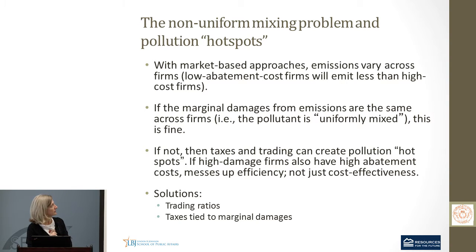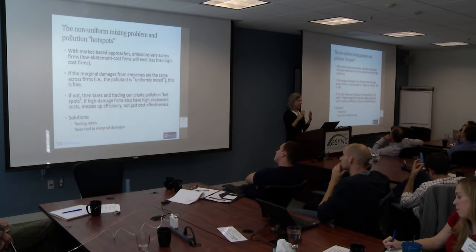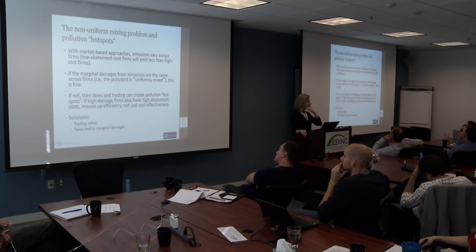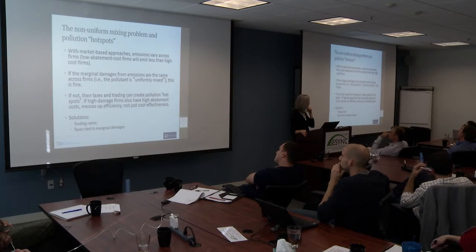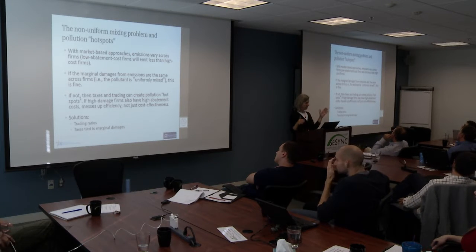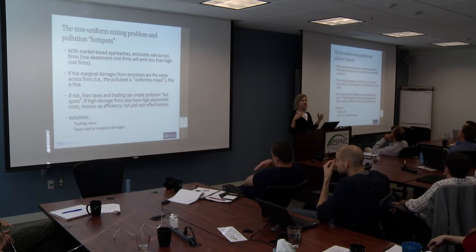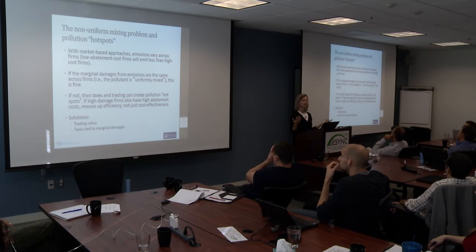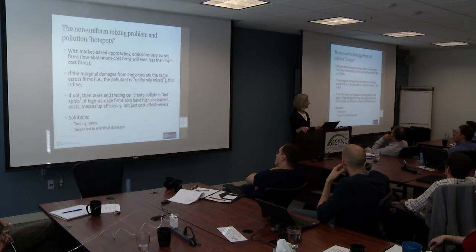One would be what I'm going to call the non-uniform mixing problem. The way I've talked about this, and even the way I drew that marginal damage function earlier when we talked about negative externalities, I'm saying that every firm has the same damages from pollution, that it doesn't matter where the pollution is emitted. I'm not causing differential marginal damages to society.